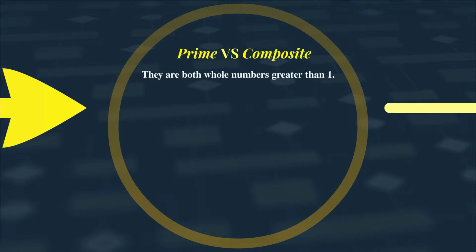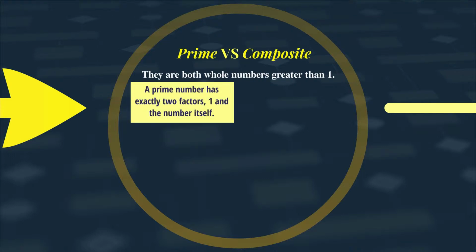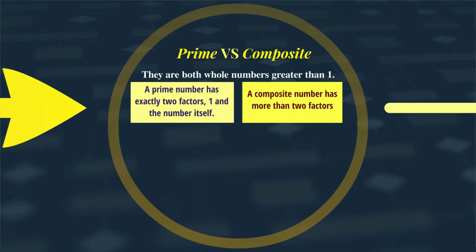Prime and composite numbers are both whole numbers greater than 1. The difference between the two is that a prime number has exactly two factors, 1 and the number itself, while a composite number has more than two factors. For example, 2 is a prime number because it has exactly two factors, 1 and 2. Can you think of any other factors other than the 1 and 2? No, right? So it's considered a prime number.